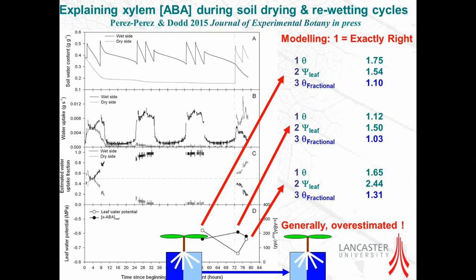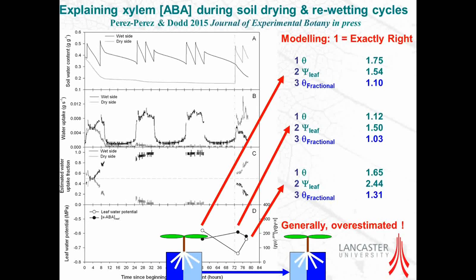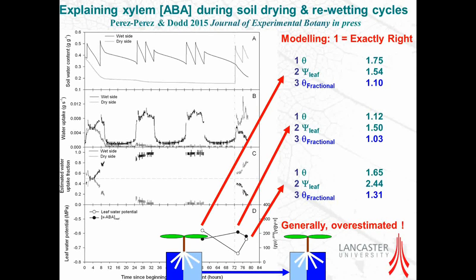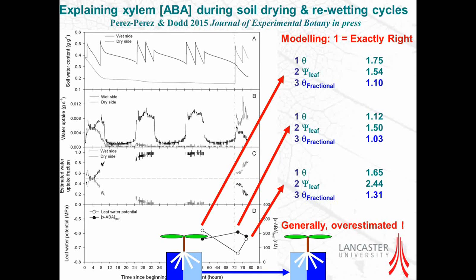And on the basal panel, we can see here variation in leaf water potential and ABA concentration in the leaf. In each case, at the three times at which xylem ABA concentration was measured, it seems as though this model, looking at the fractional contribution of different parts of the root system to ABA, better explained the ABA concentration in the leaf than either relying on leaf water potential or bulk soil water content alone.